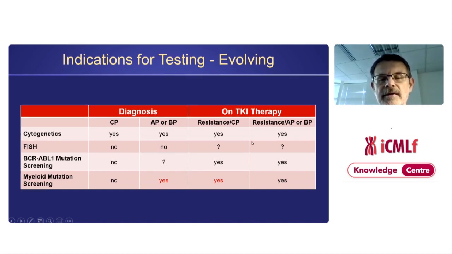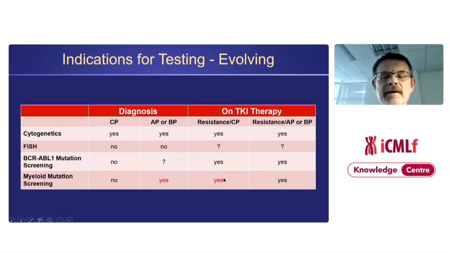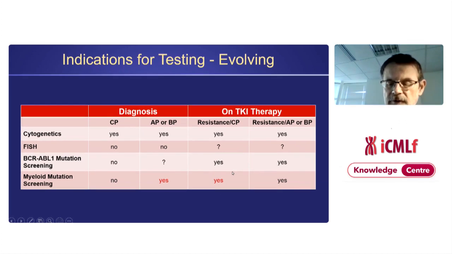And on TKI therapy, I predict this will become part of the normal diagnostic workup, because in some patients, even if they are technically still in chronic phase, you will pick up mutations in, say, RUNX1 or P53 that are associated with a high risk of transformation, and as such will provide important prognostic information.